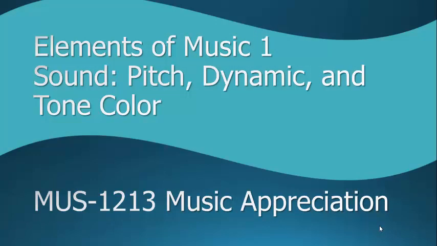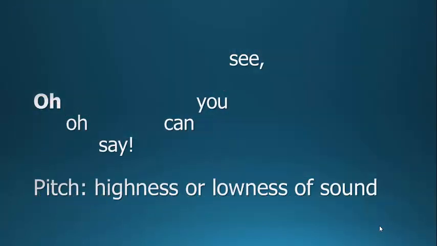The first unit is entitled The Elements of Music, and there's your first chapter, Sound. There are three elements: pitch, dynamic, and tone color. And we want to begin with those three elements. So let's get right into it. The definition is there on the screen for pitch. Pitch is the highness or the lowness of a sound.